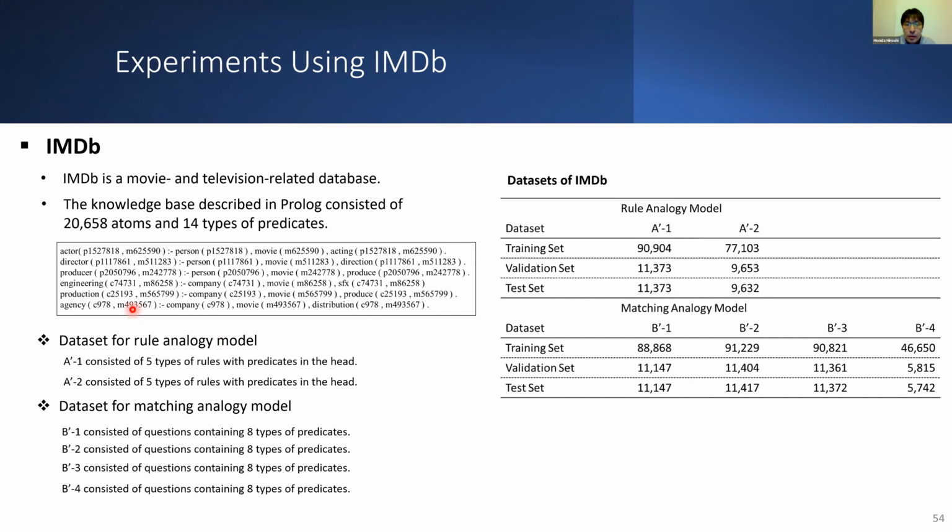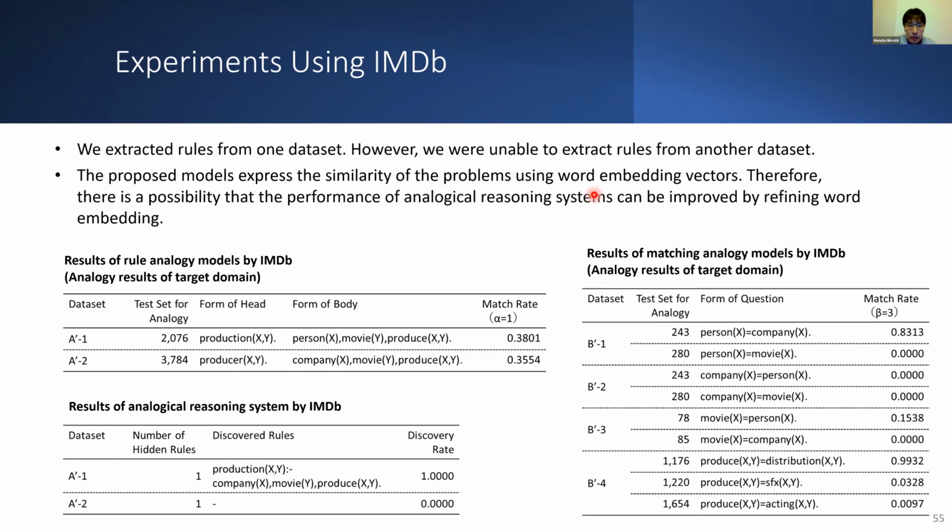We divided this knowledge base into several datasets. This table shows datasets of IMDb. And this table shows results of the rule analogy model by IMDb. This table shows results of the matching analogy model by IMDb. And this is results of the analogical reasoning system.